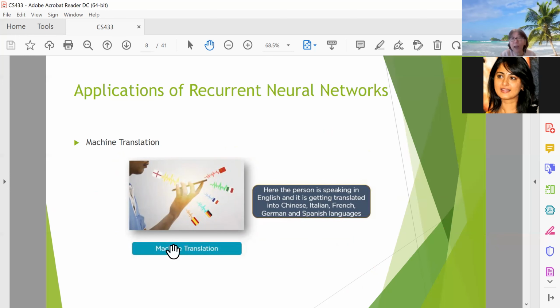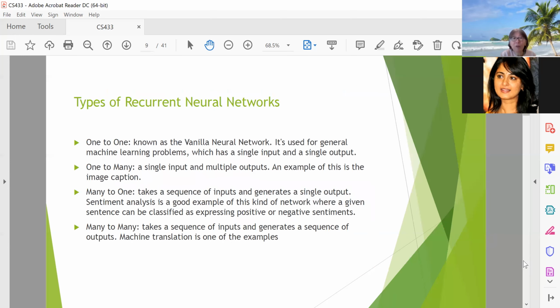Like what we just said, machine translation, you can also use recurrent neural network. Now the types of neural network. One-to-one RNN, we also call it vanilla neural network. It is used for general machine learning problems. So you have a single input and a single output. So this is one-to-one.